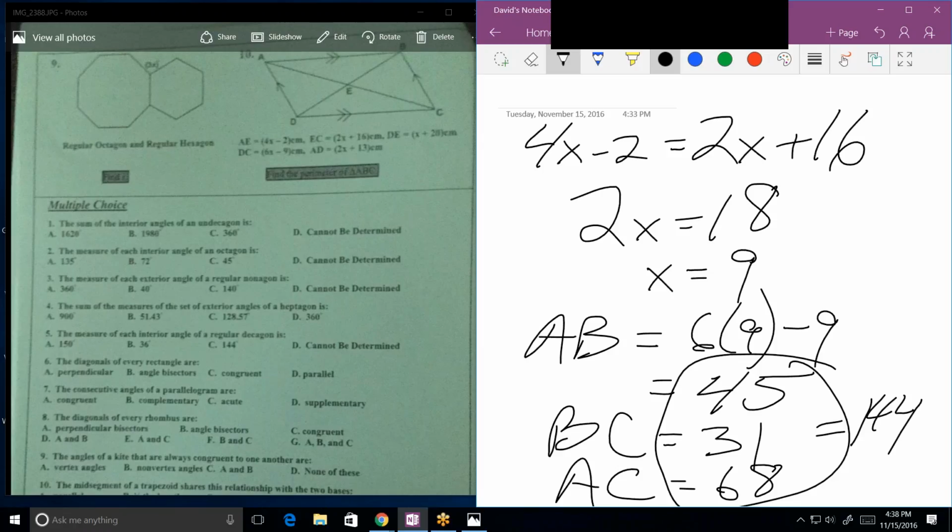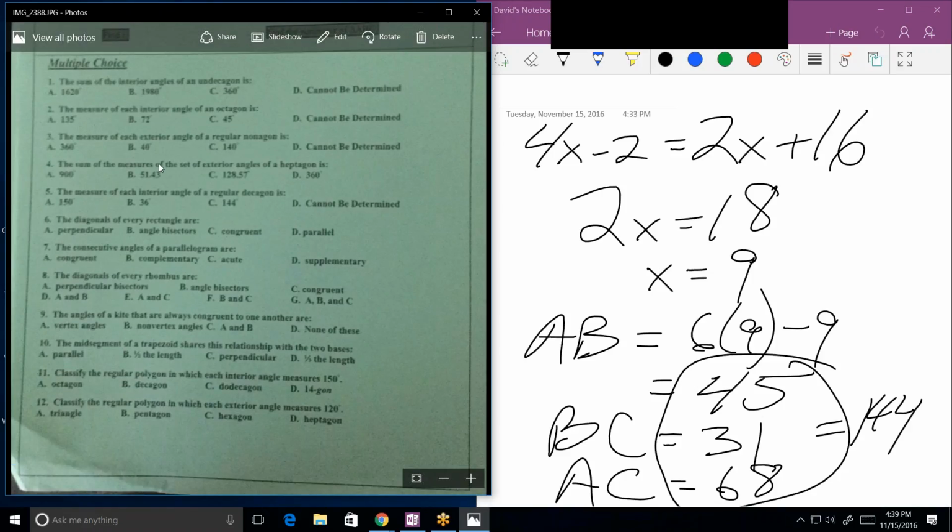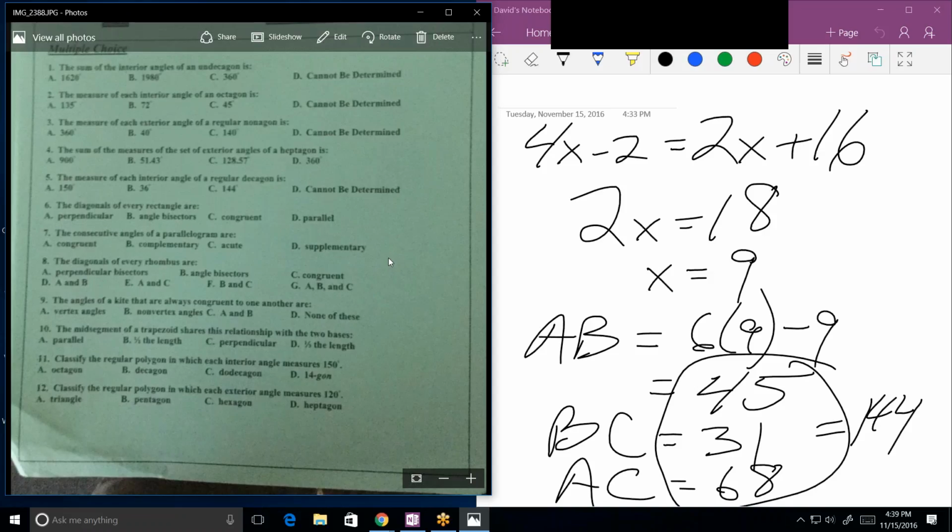Whereas number one, you can determine the sum of the interior angles. But on number two, given the fact that they did not call it a regular octagon, it cannot be determined. Yeah, and 3 is 40 degrees. Okay. And then 4 is obviously 360 degrees. Correct. The sum of the measure of all the exterior angles of any figure, regular or not, is always 360. Yeah. Okay. Hexagon is 10, right? Yes.